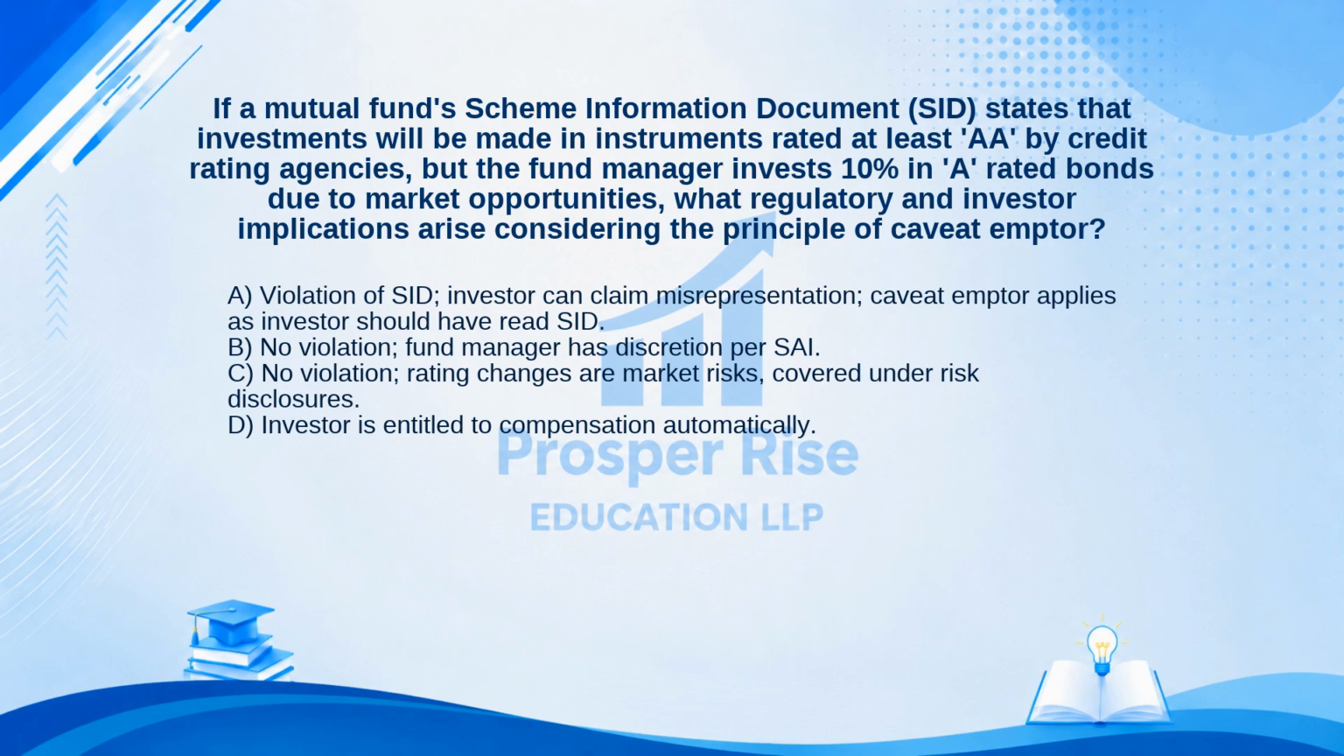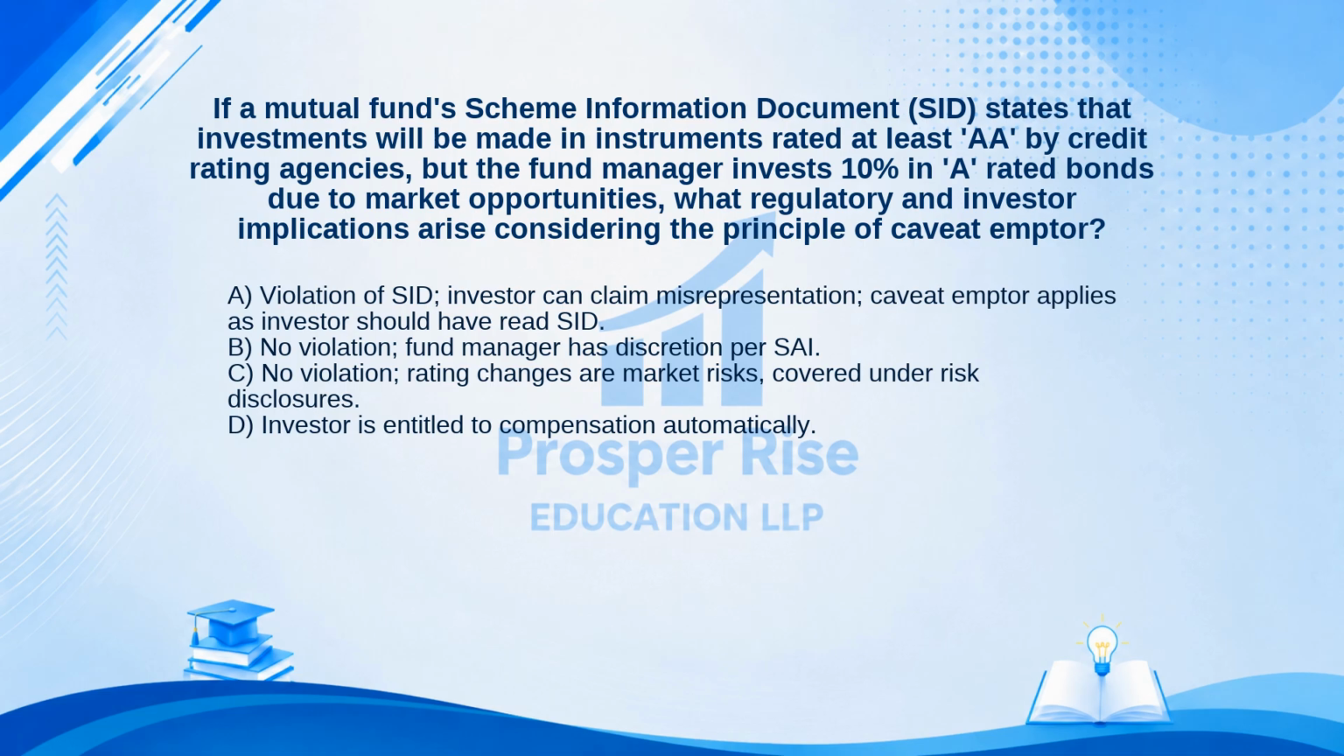Here are your options. A. Violation of SID. Investor can claim misrepresentation. Caveat emptor applies as investor should have read SID. B. No violation. Fund manager has discretion per SAI. C. No violation. Rating changes are market risks, covered under risk disclosures. Or D. Investor is entitled to compensation automatically. Take a moment to pause the video and decide.